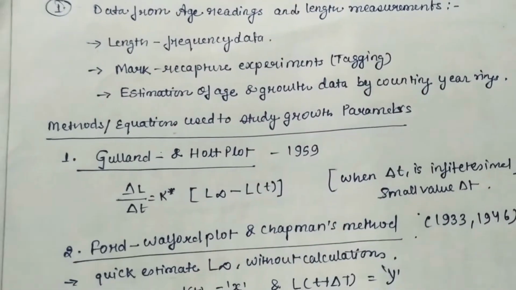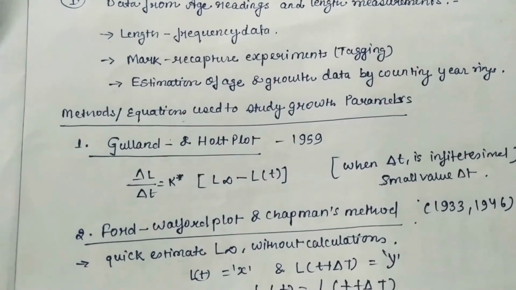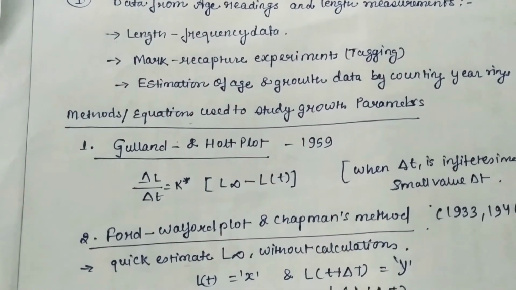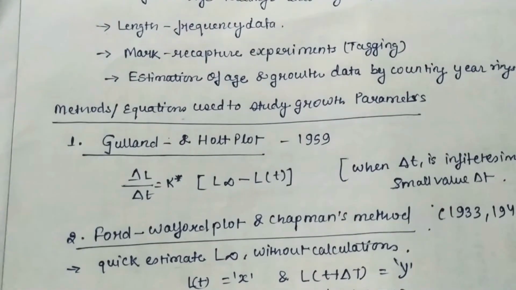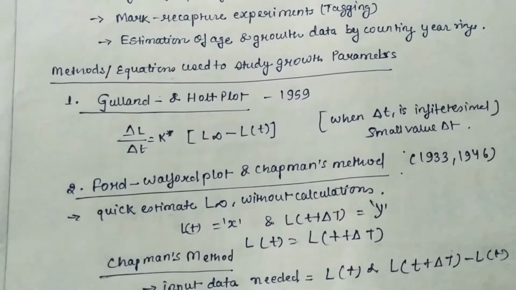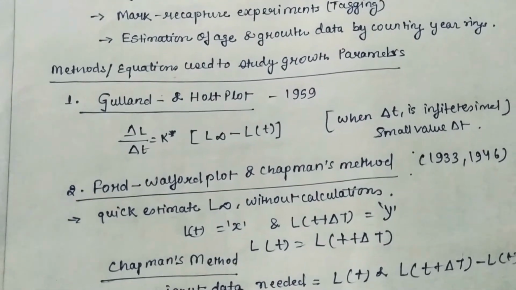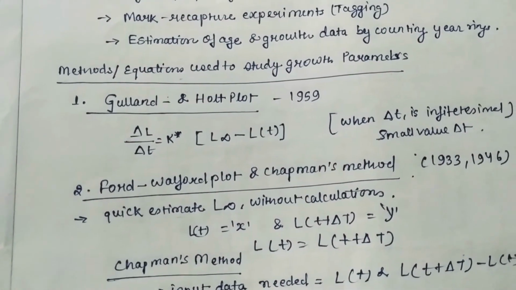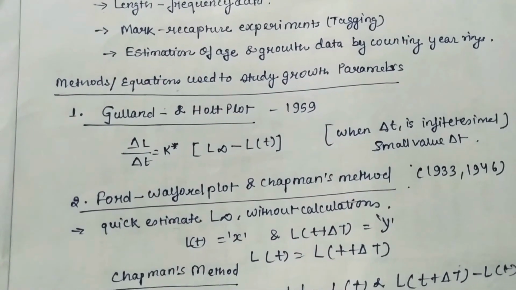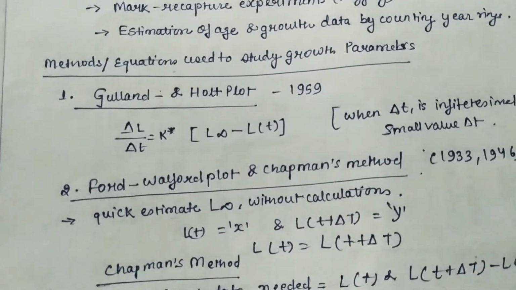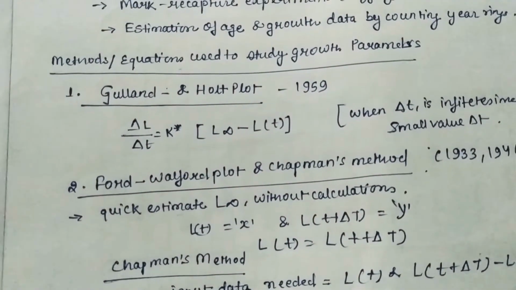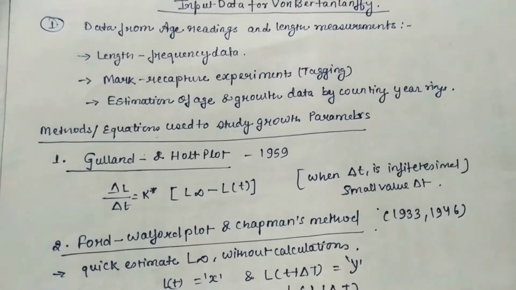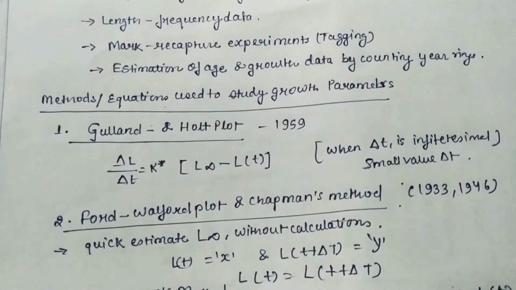Then there is estimation of age and growth data by counting rings. We have seen that we can count the otolith, we can count the vertebra, and by all this we can estimate the age of a fish. And then there are methods or equations used to study the growth parameters, like the von Bertalanffy equation. These are growth equations that are useful to determine the age of a fish, and this can be useful data as input data for the von Bertalanffy equation.